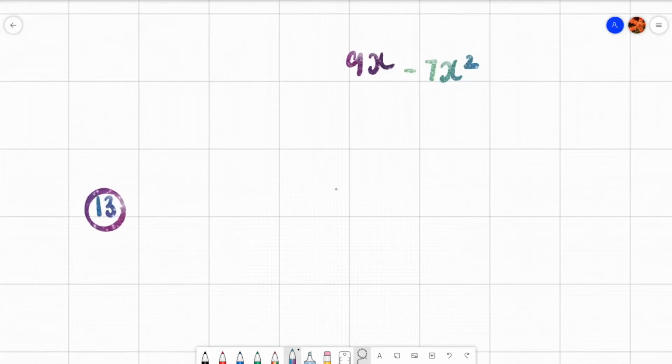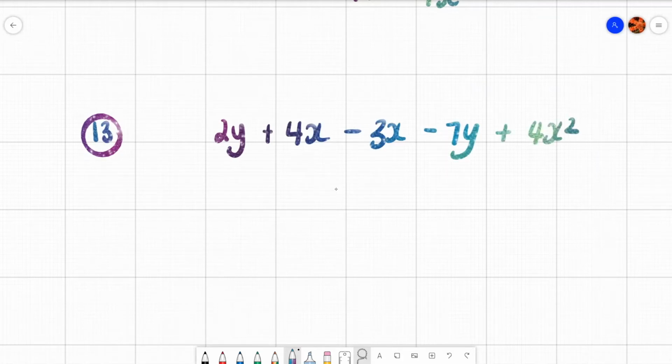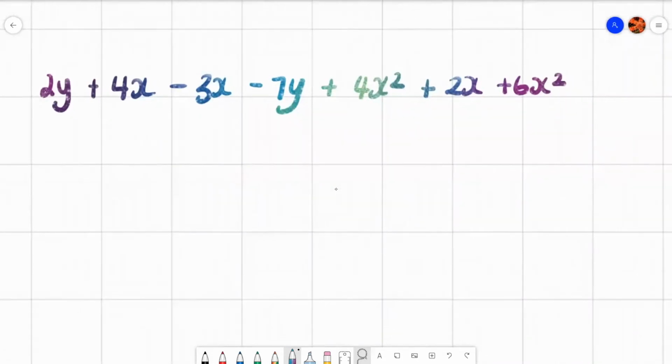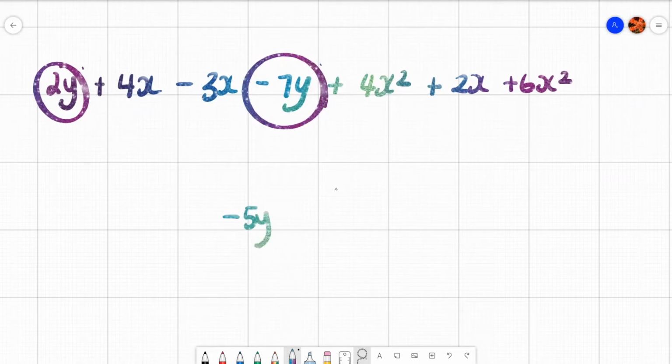Let's have a look at something else. Okay, a lot going on here. So I'm going to start off with the y. 2y. And we've got a minus 7y. I don't think we've got any other y's. Nope. So 2y minus 7y is minus 5y.